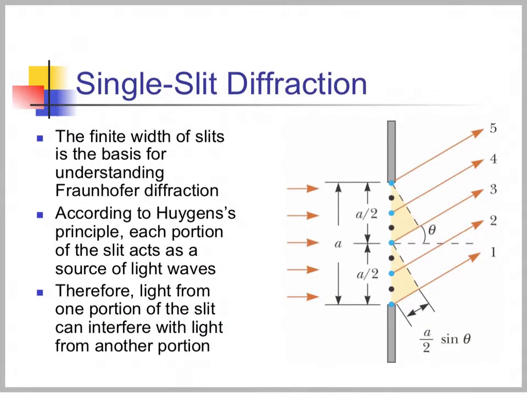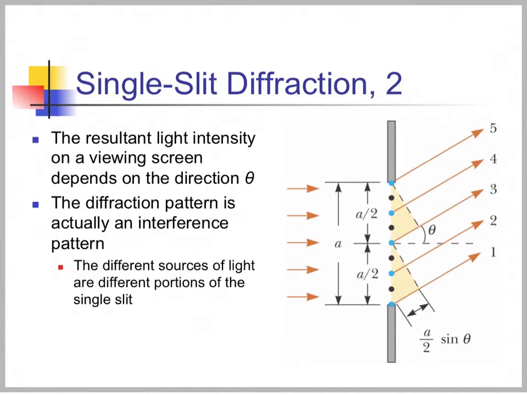So the finite width of slits is the basis for understanding Fraunhofer diffraction. According to Huygens' principle, each portion of the slit acts as a source of light waves. Therefore, light from one part of the slit is going to interfere with light from another part of the slit. The resultant light intensity on a viewing screen depends on the direction theta. The diffraction pattern is actually an interference pattern. The different sources of light are the different portions of the single slit.